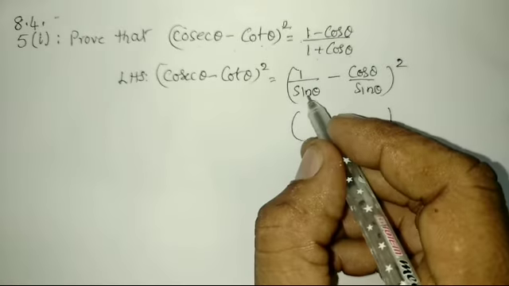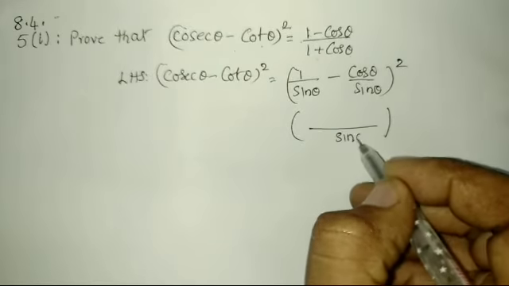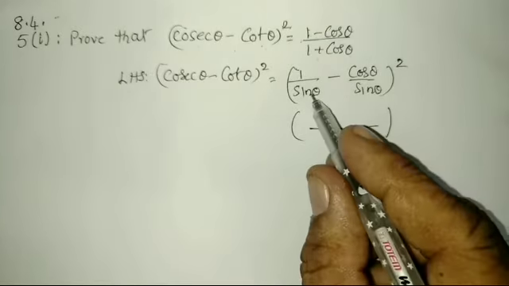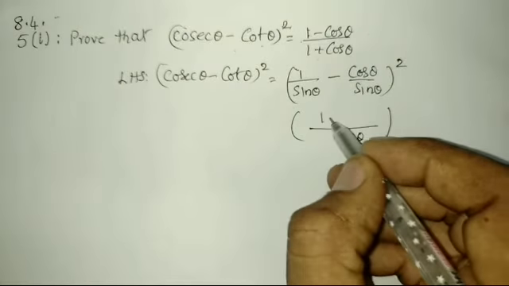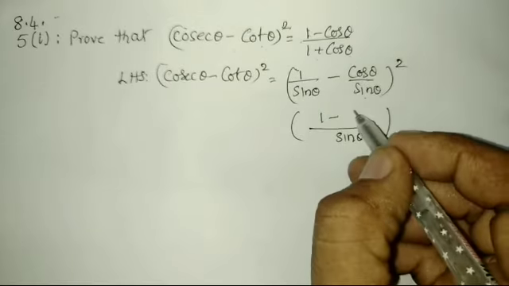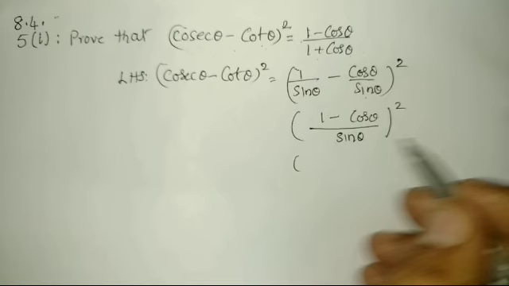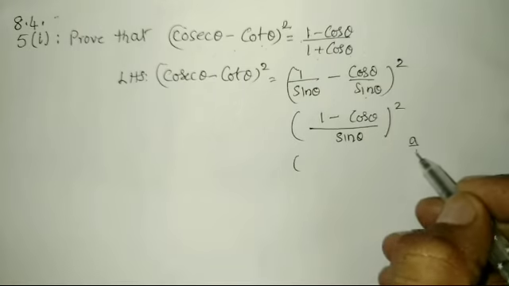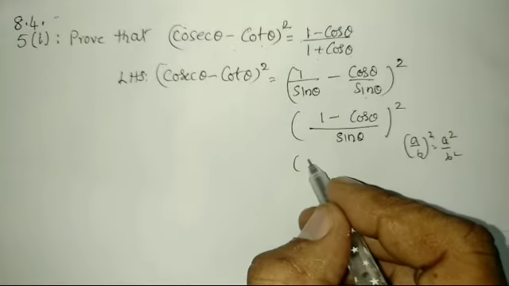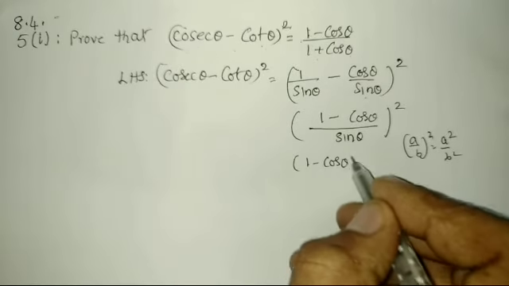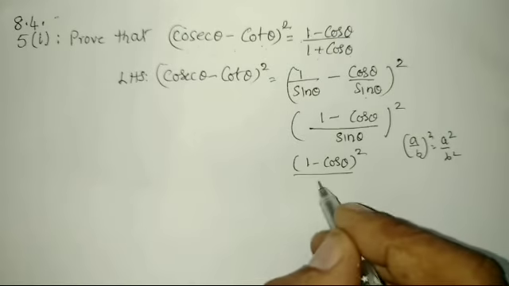Now what is the LCM for sin theta and sin theta? Sin theta is the LCM. Divide this sin theta by the denominator sin theta once, sin theta 1 once 1, sin theta once 1 cos theta whole square. Now we know that (a by b) whole square can be written as a square by b square. Therefore we write (1 minus cos theta by sin theta) whole square as (1 minus cos theta) whole square by sin square theta.